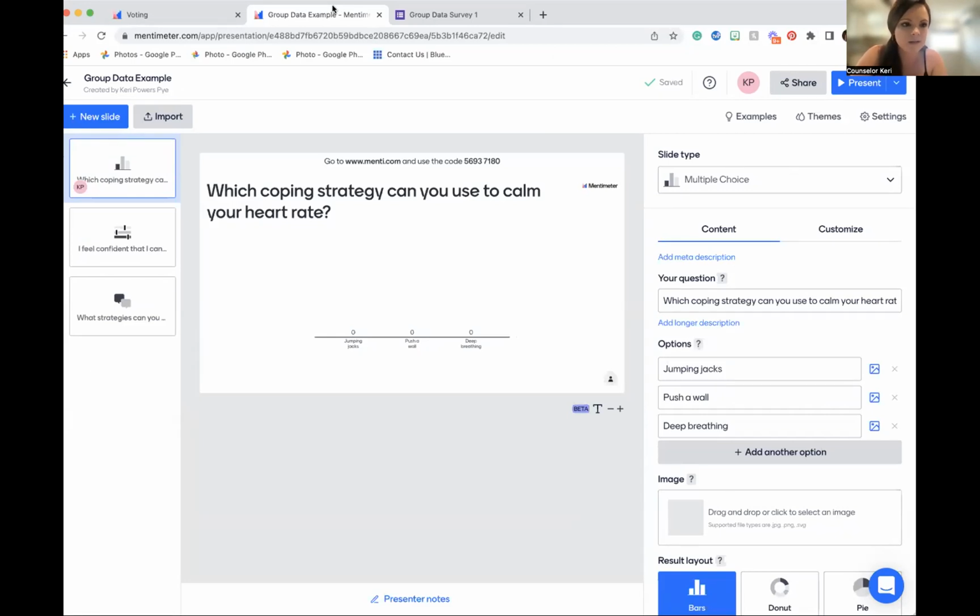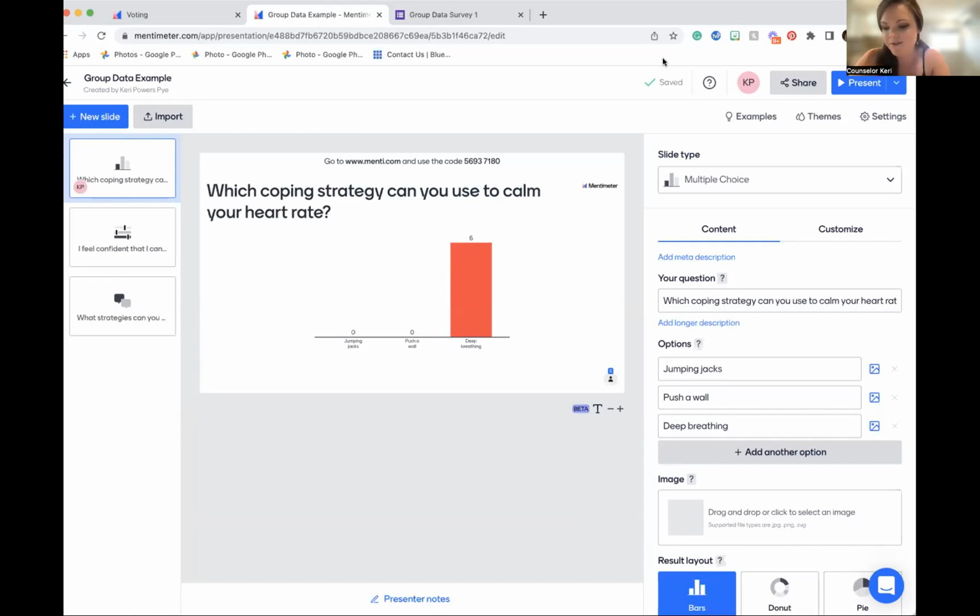So this is the website, menti.com, and the code is 56937180. You don't have to put the space, you can though. You'll actually see the results live here on my screen as you guys are responding. So, which coping strategy can you use to calm your heart rate? Of course you guys know the answer.